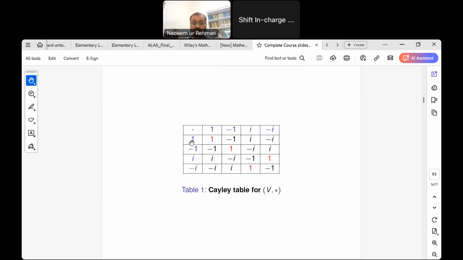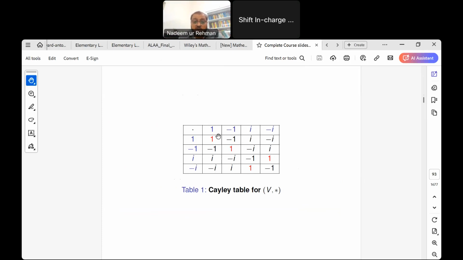Then 1 into 1 is equal to the identity, 1. So 1 is the inverse of itself. Minus 1 into minus 1 again gives the identity element, so minus 1 is also its own inverse. Now i and minus i give 1, so i and minus i are inverses, and minus i into i is equal to 1. So this means the inverse of i is minus i, and the inverse of minus i is i.